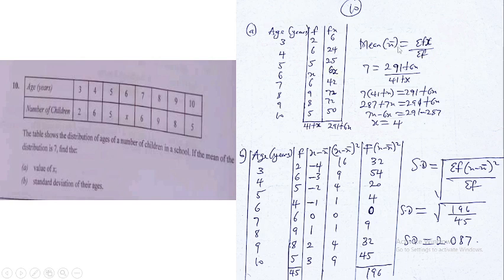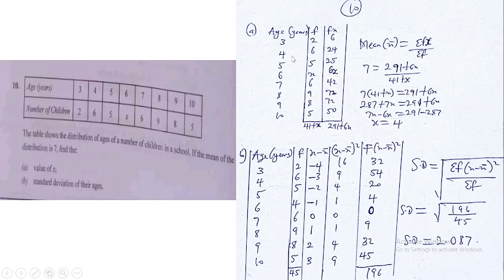Mean, which is x bar, is the same thing as summation fx over summation f. Knowing fully well that this is our x and this is our frequency f. So if you tabulate that very well, we have our ages to be our x, and our f is the frequency, the number of children. So from the formula for finding mean, summation fx, we need to get our fx. That means x multiplied by f, and that will give us fx.